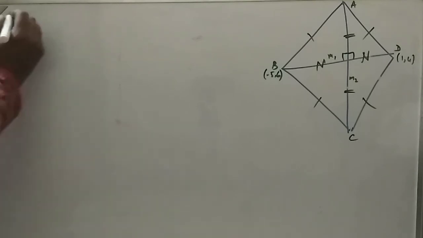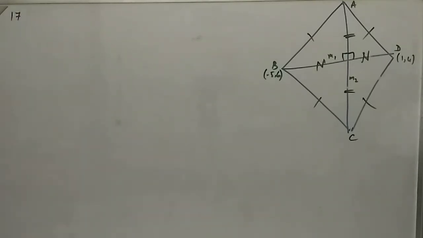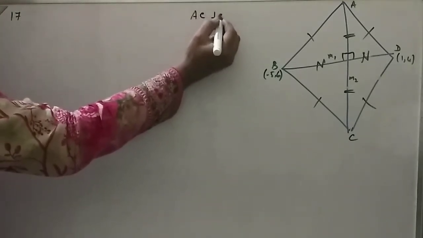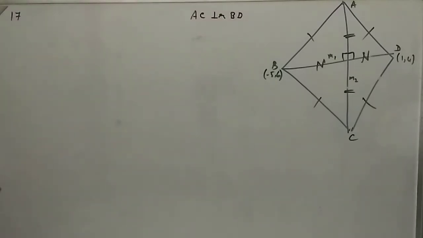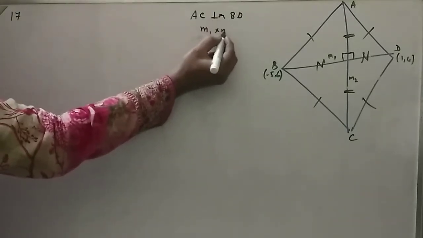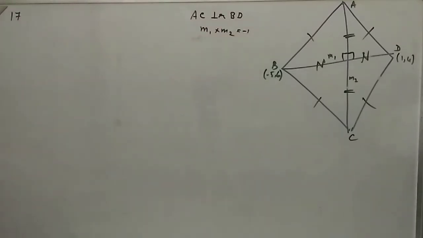Okay. 17. They have given ABCD is a rhombus. All the four sides are equal. And then diagonals intersect and make 90 degrees. AC is perpendicular to BD. Then condition you know M1 into M2 is equal to minus 1.